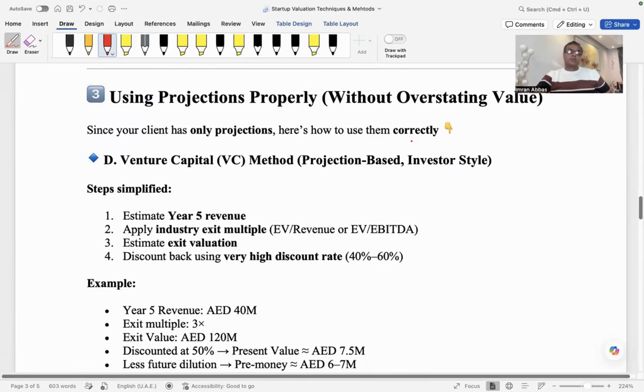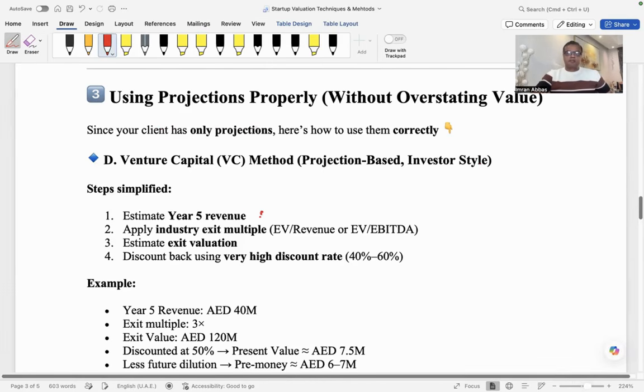Okay, so the venture capital method: how we'll calculate it and what we'll use it for. This method applies when you have some kind of revenue. Since your client has only projections, here is how to use them correctly. The venture capital method is projection-based, investor style, because you have some kind of revenue projection. Okay, steps simplified. Fine, you can see over here.